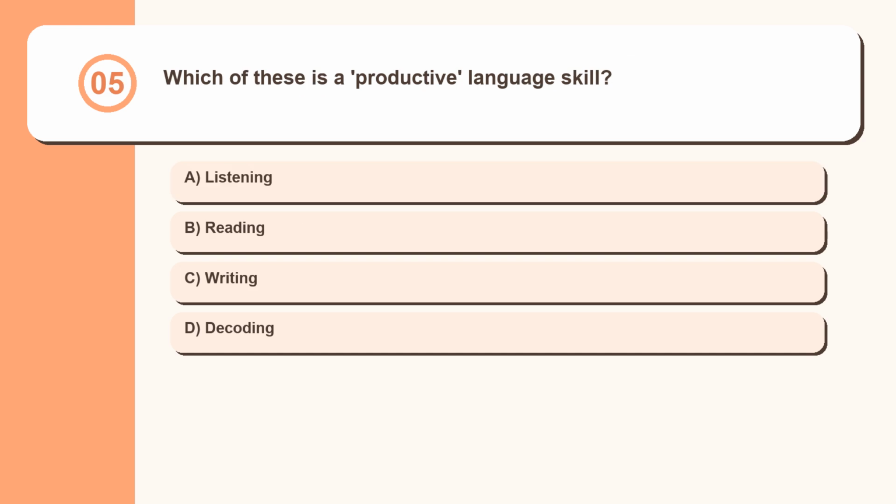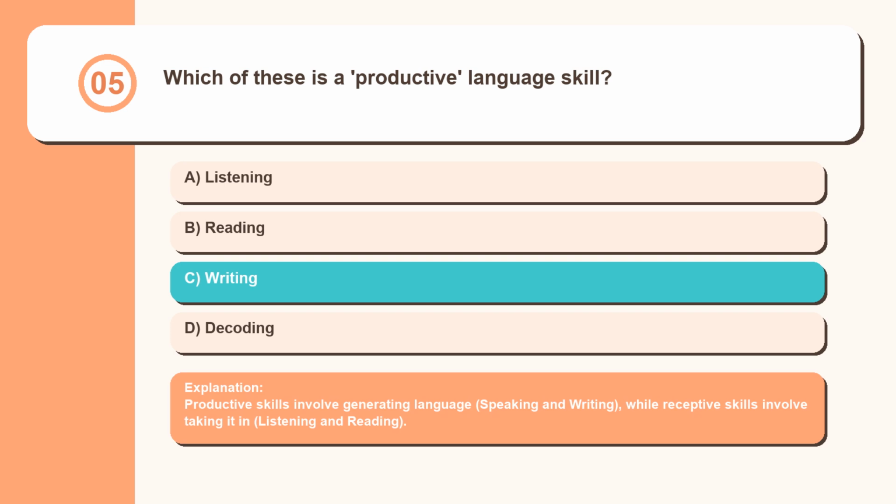Question 5. Which of these is a productive language skill? Listening, reading, writing, decoding. Productive skills involve generating language, speaking and writing, while receptive skills involve taking it in, listening and reading.